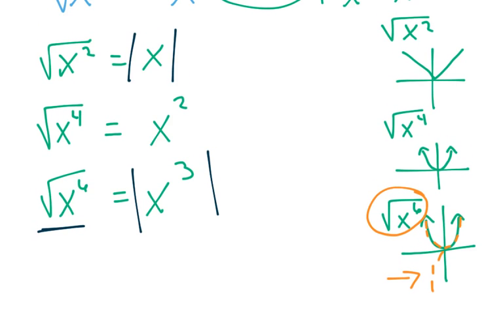So let's look here. We have an even index of 2, it's understood, an even exponent of 2, and an odd exponent of 1.